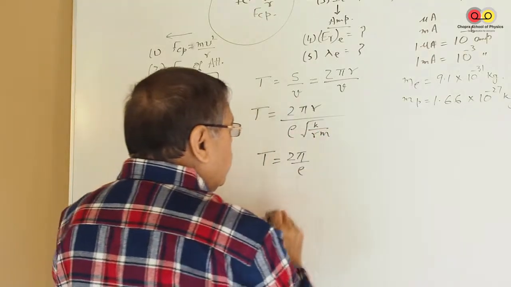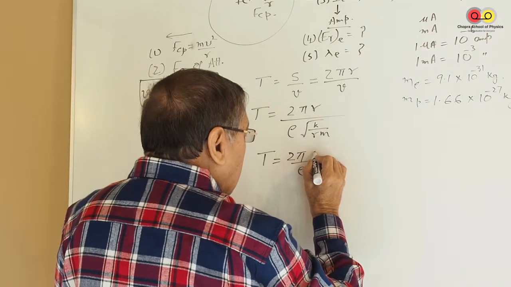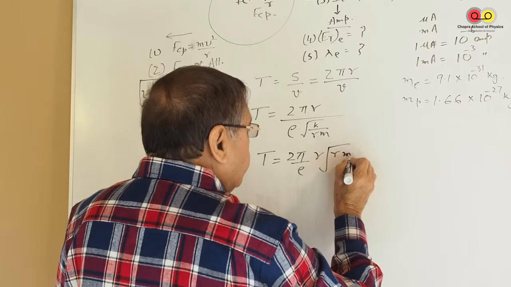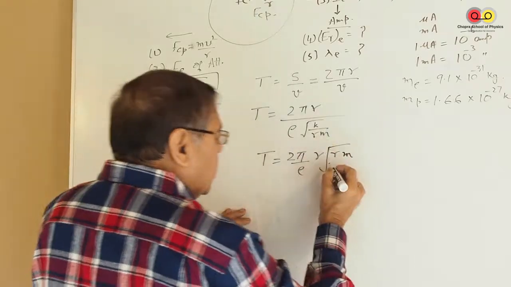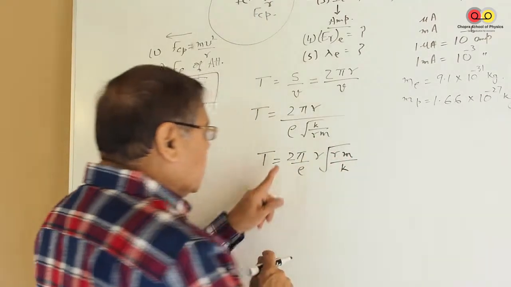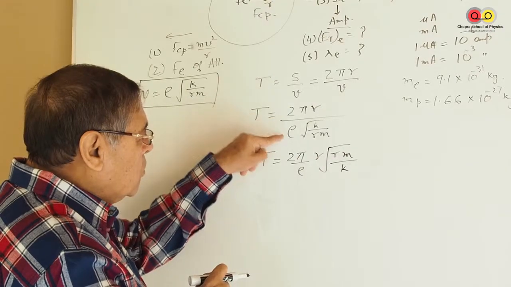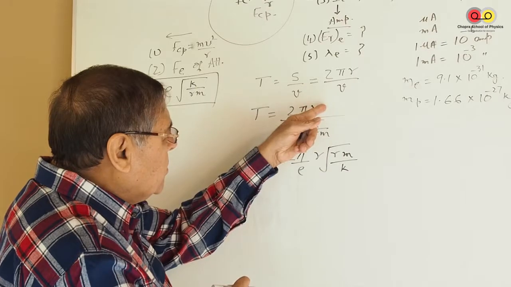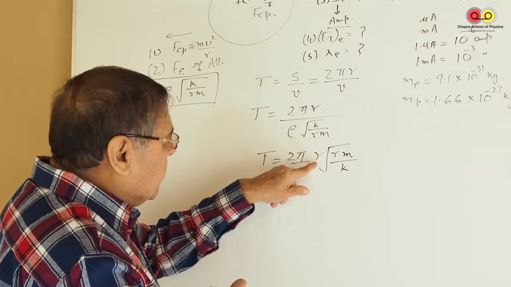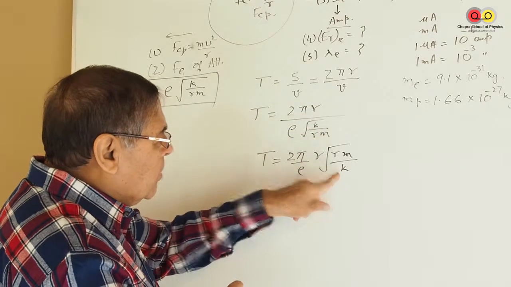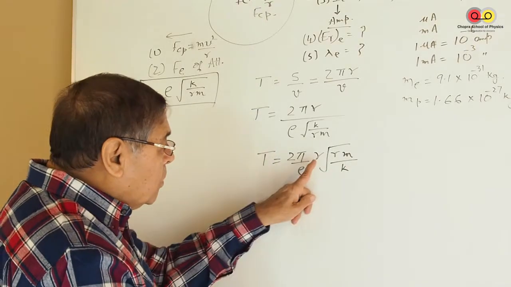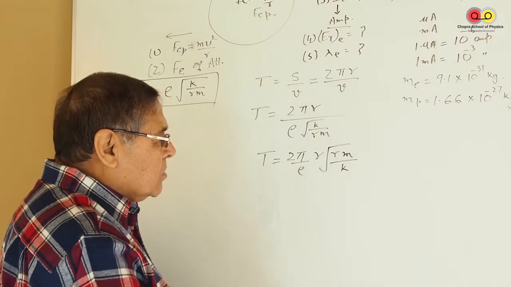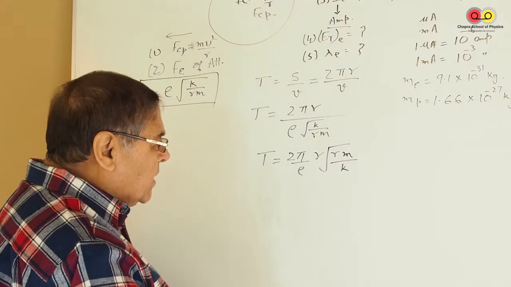So we will write now this function r root r m divided by k. Once more, 2 pi over e, r m root taken in the numerator. This r we have written here and k in the denominator. You must know r root r. What is r root r? So how to write r root r mathematically?